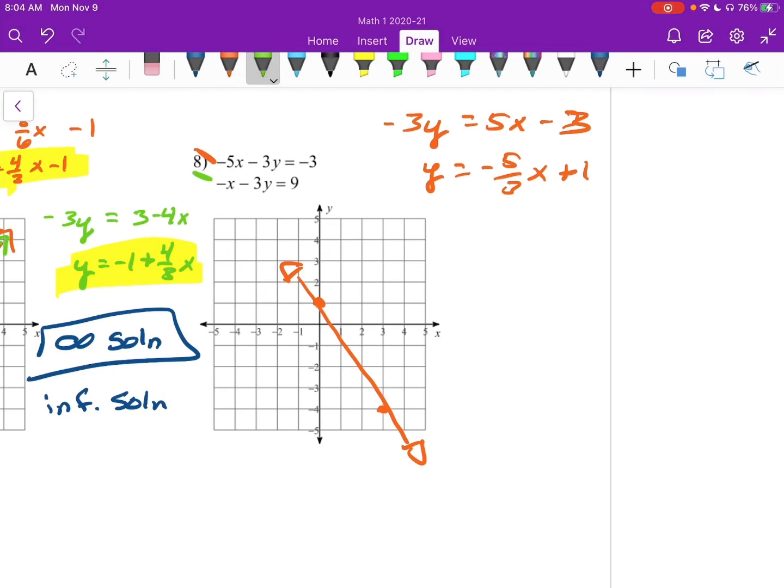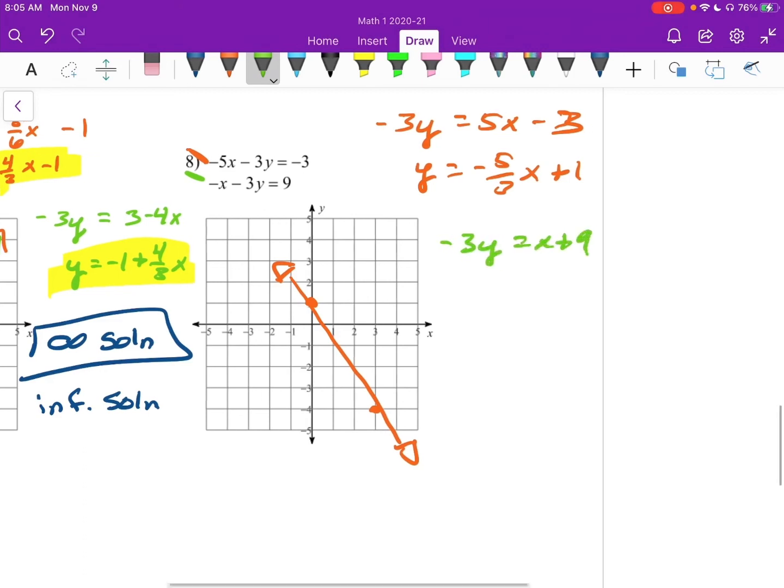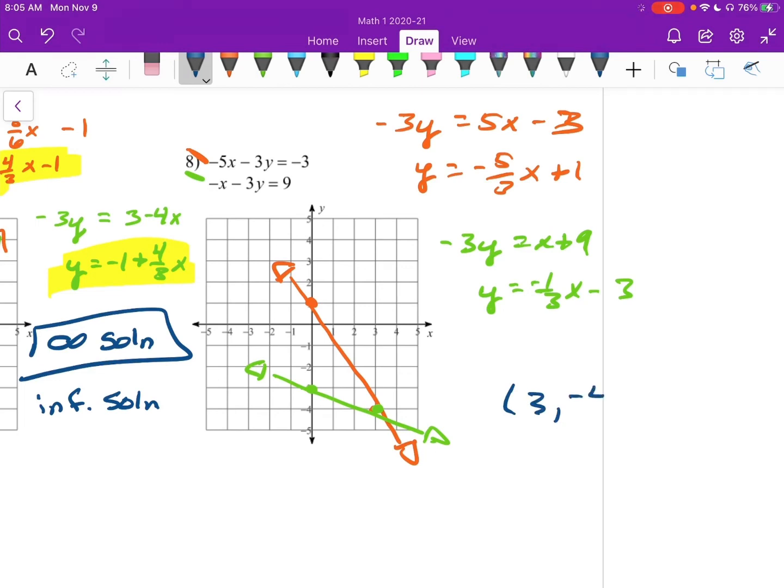My green line, I still want to get my y equals, so I'm going to add my x to the other side. So I'll have negative 3y equals x plus 9. I'll divide by negative 3, and y equals negative 1/3 x minus 3. So my intercept is at negative 3, and I go down 1, right 3. So my solution is at 3, negative 4. All right, there we are.